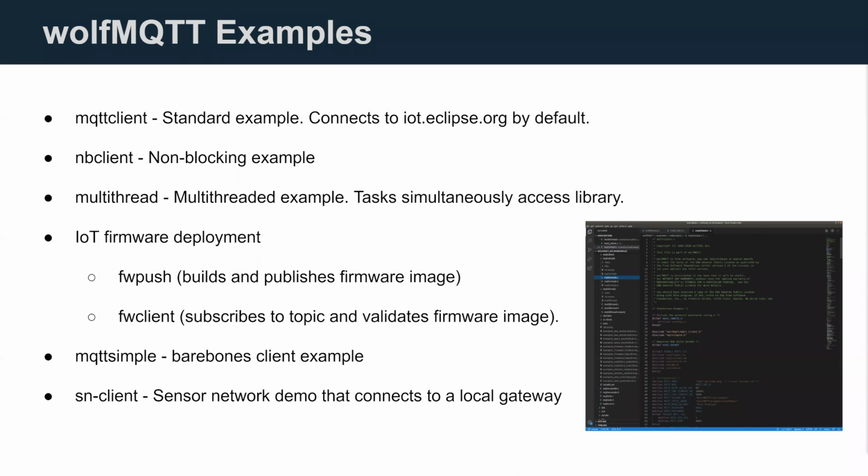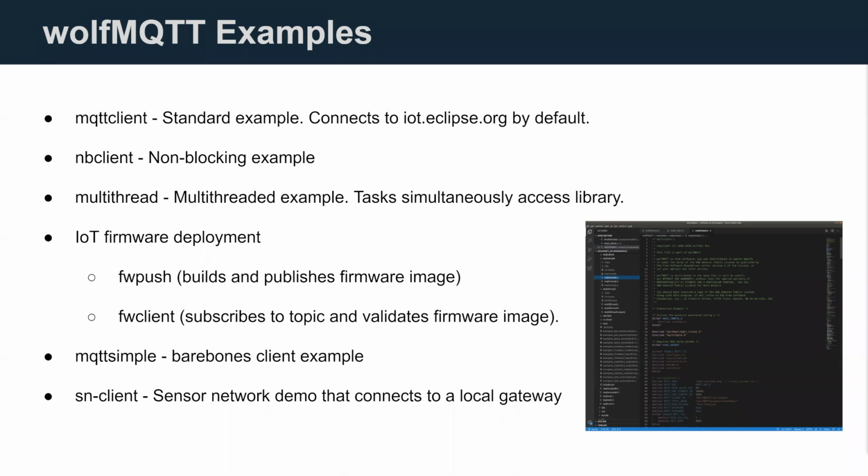It's also where the MQTT version 5 specific parts live. The non-blocking client is very popular with the microcontroller crowd. The multi-thread example uses a publish task, a subscribe task, a wait message task, and a ping task to demonstrate that feature of the library.